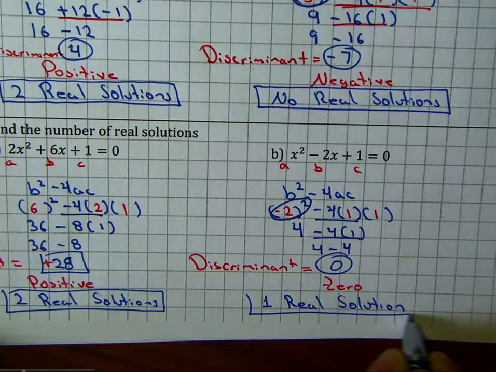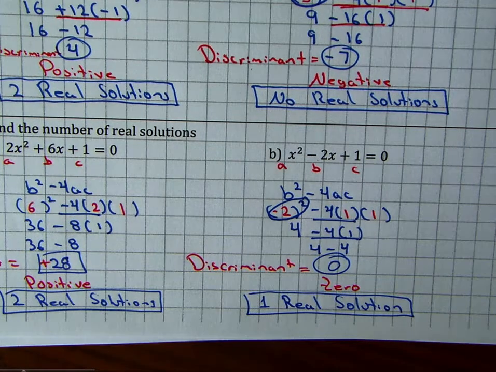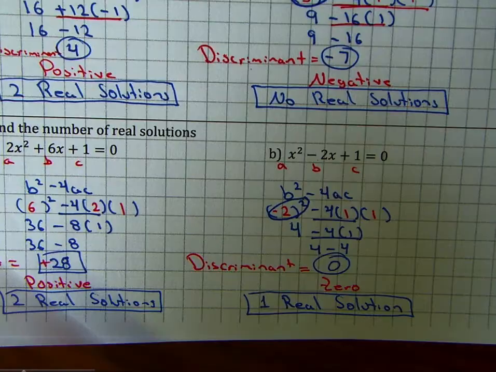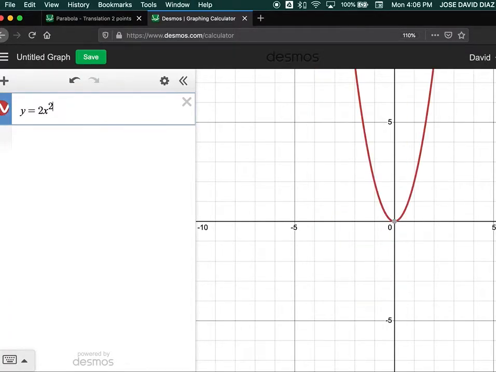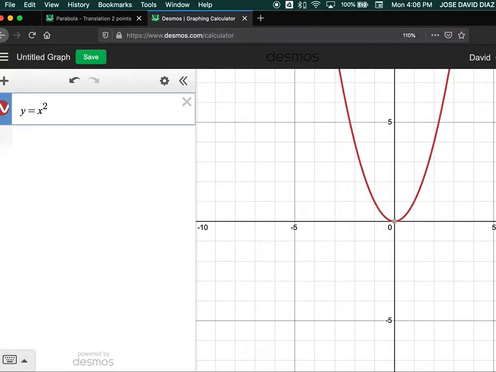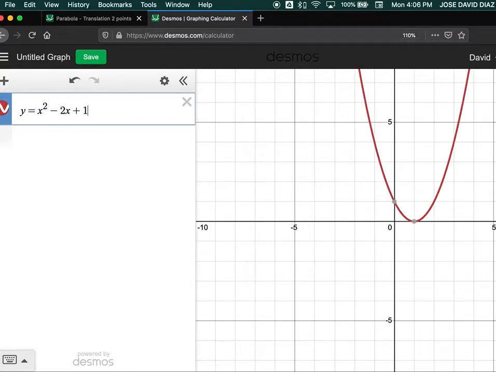And let's go and graph it and see. It should cross the x-axis only once. That means that it crosses only once. It happens to be at 1, but it only crosses once.